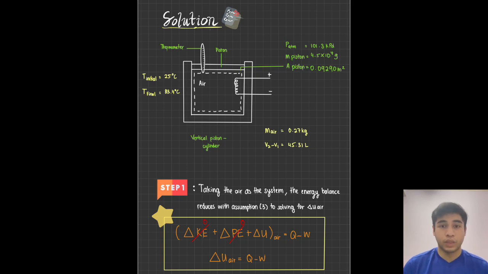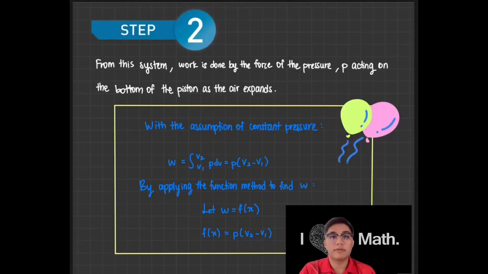So the final equation that we get is change of internal energy of the air equals the heat transfer minus work done. For the second step, from this system, work is done by the force of the pressure, which is P, acting on the bottom of the piston as the air expands.